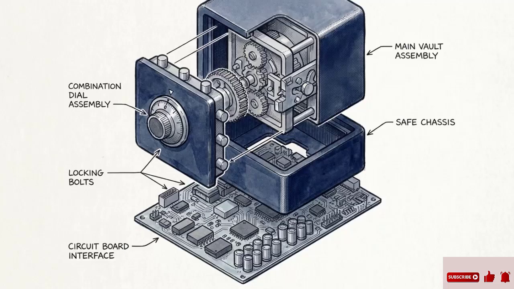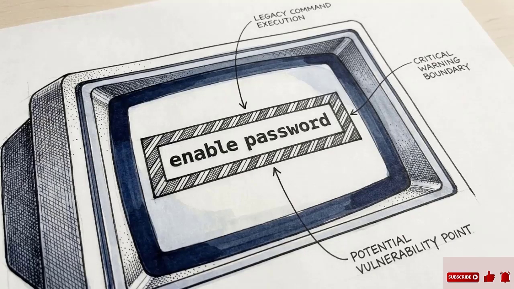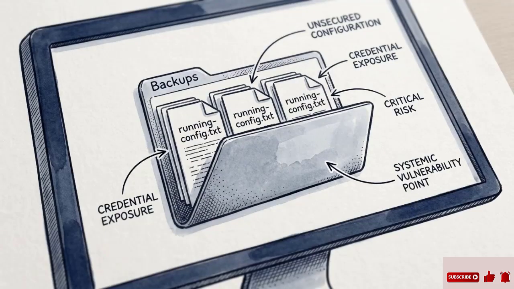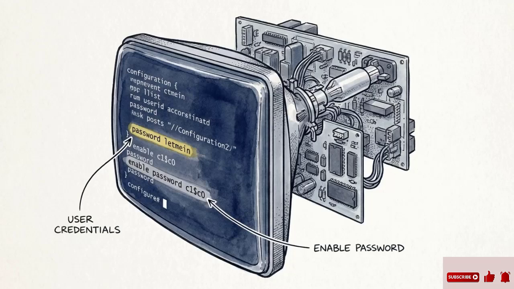Locking the physical console port is only the perimeter defense. The internal operating system still requires a digital vault to protect administrative privileges. The legacy method for protecting administrative access uses the enable password command. While it creates a barrier for the session, it introduces a systemic vulnerability in how the device stores its own configuration. When you audit the running configuration, as shown here, the administrative credentials appear in completely readable plain text.